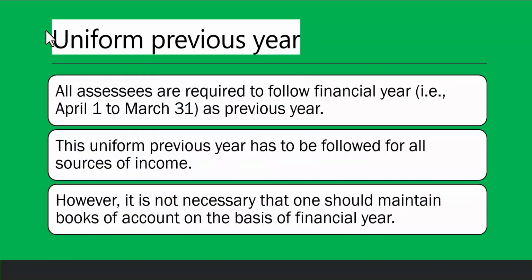So, uniform previous year. Read this. Uniform previous year. All assessees are required to follow the financial year, that is April 1st to March 31st, as the previous year. This uniform previous year has to be followed for all sources of income. However, it is not necessary that one should maintain books of account on the basis of the financial year. So, for tax purposes, there is always a uniform previous year which starts from 1st April and ends on 31st of March. Now, we may or may not be required to maintain books of account. If we are a company or doing business, then we are required to maintain the books of account under certain conditions. Okay, so let's understand them.